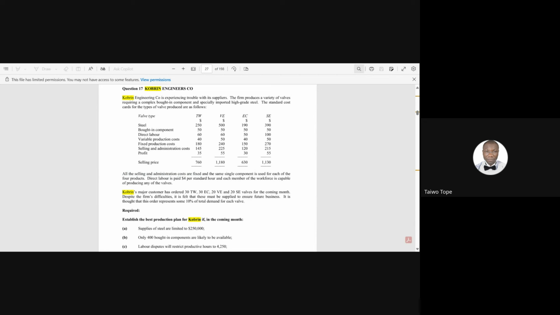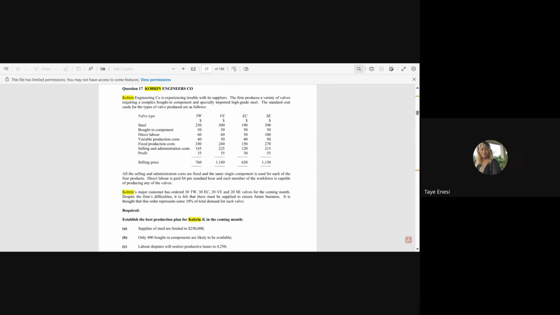Also, take note of this phrase: the same single component is used for each of the 4 products. It means that for you to produce 1 unit of TW, how many components will you use? Can I get a response? How many bought-in components?